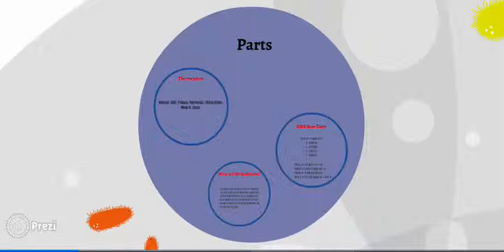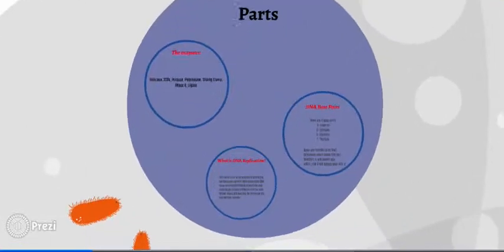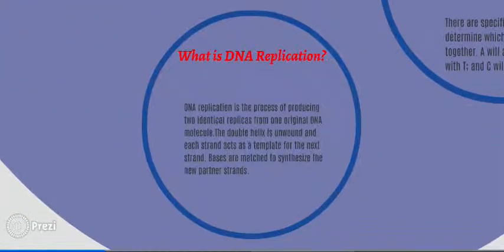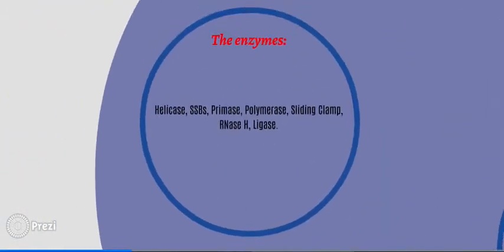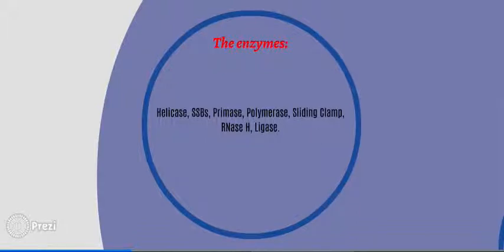Here are the parts of DNA replication. What is DNA replication? DNA replication is the process of producing two identical replicas from one original DNA molecule. The double helix is unwound, and each strand acts as a template for the next strand. Bases are matched to synthesize the new partner strands. The helicase, SSBs, primase, polymerase, sliding clamp, RNase H, and ligase are all the working enzymes of DNA replication.